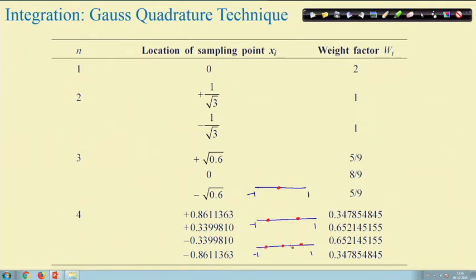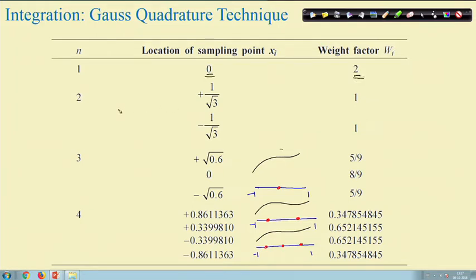Now, you want to integrate a function between these limits. Suppose this is the function. For 1 point, you calculate the function at this point and multiply it by its weight to get the integration. Similarly, 2 point means you calculate the value at this point and at that point, multiply by their weights, sum them up, and get the integration. Similarly for 3 point integration. Now, what are those values? For 1 point integration, you have just one point at 0 and the associated weight is 2.